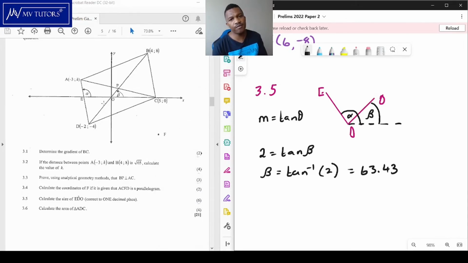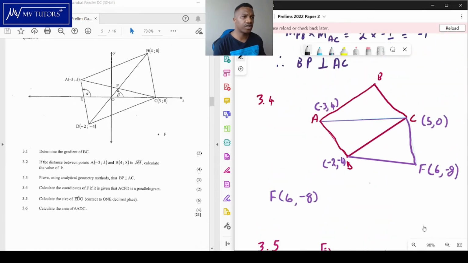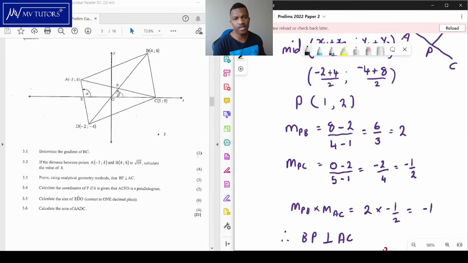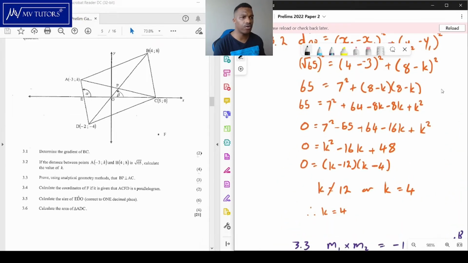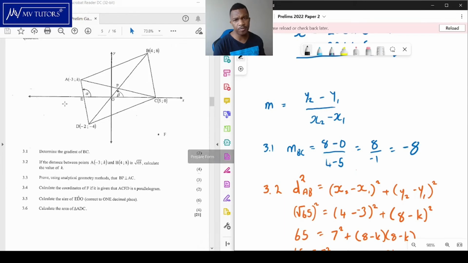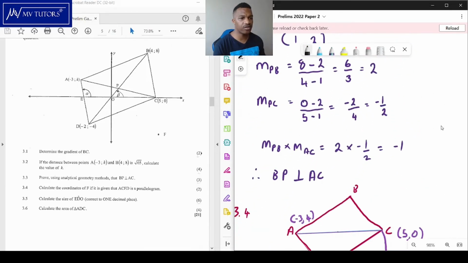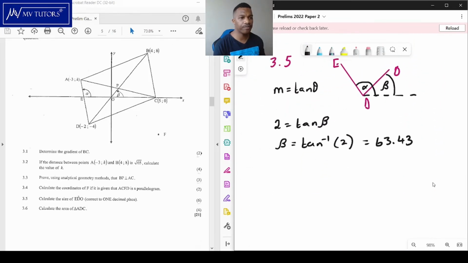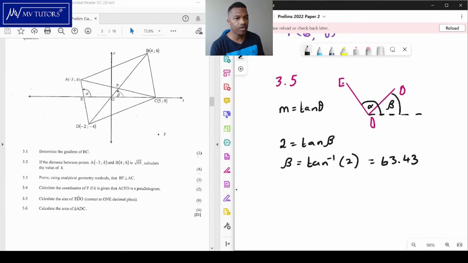Okay, let's go for alpha then. For alpha, that's the gradient of AD, which is the gradient of DE. Did we solve the gradient of DE or AD? Let's go check. This is PC. It's not the same gradient as AD or ED. But what about the first one that we solved? Remember the first one, this one? It was the gradient of BC. The gradient of BC, since this is a parallelogram, is the same as the gradient of AD, or the same as the gradient of ED. So that's going to be a -8 gradient. Okay, I hope you can see that. Those are just properties of a parallelogram. So now we know that -8 is equal to the tan of alpha.